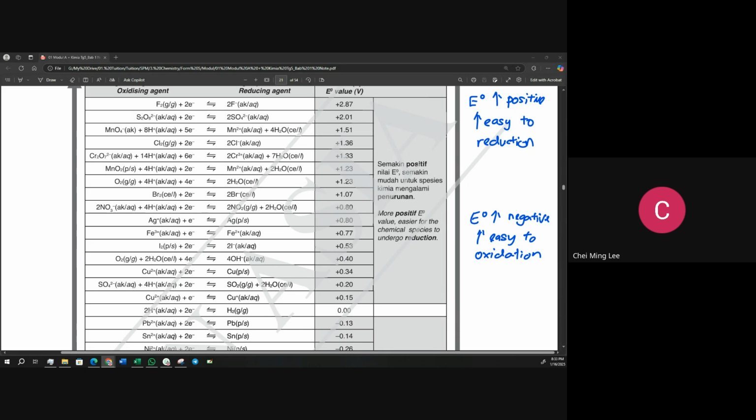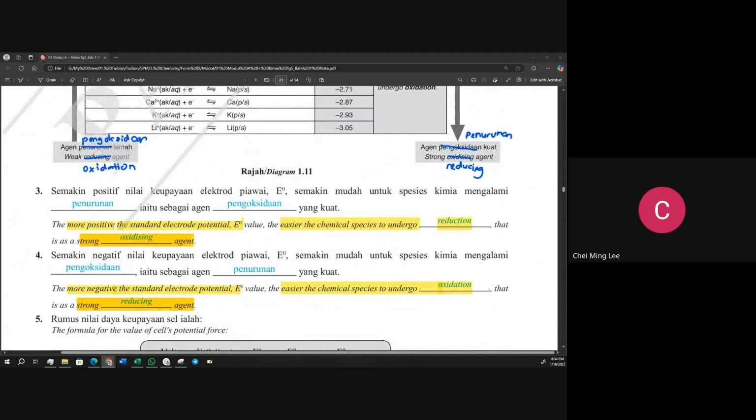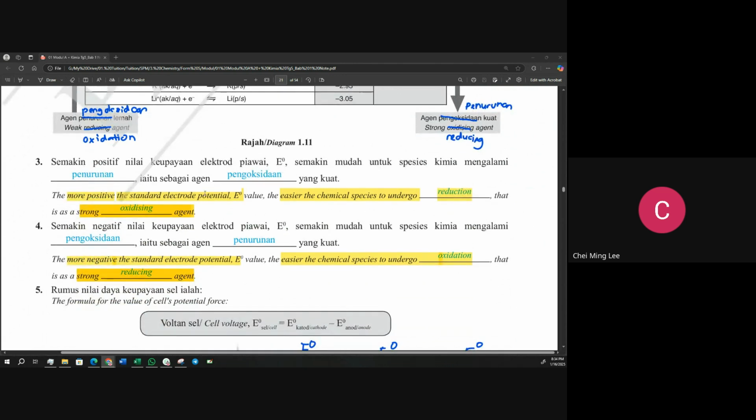Done? Easy, this one, huh? All right, let's see the process like I said. The more positive the standard electrode potential value, the easier the chemical species undergoes reduction, which means it will be a strong oxidizing agent. The more negative the standard electrode potential value, the easier the chemical species undergoes oxidation, which means it will be a strong reducing agent.